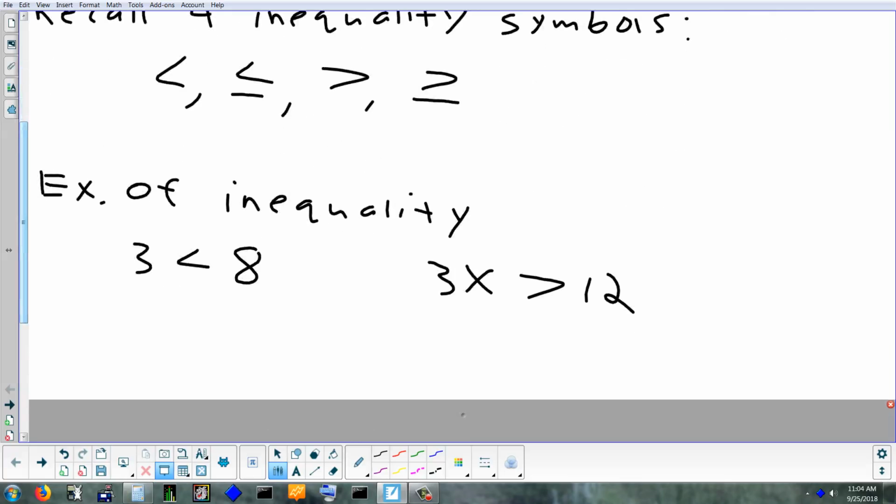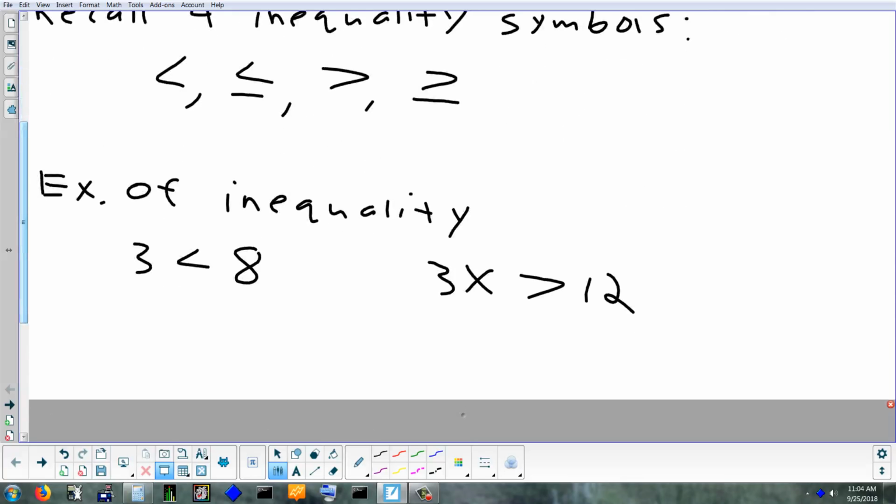Okay, the one on the right is a conditional inequality. You have to solve it. This is just an example of an inequality that's a true statement: 3 is less than 8. Most of the ones we look at today are going to have variables in them, and we have to solve them.